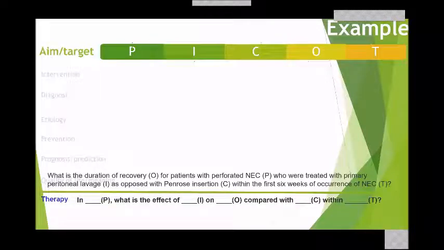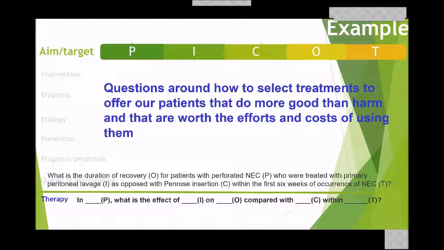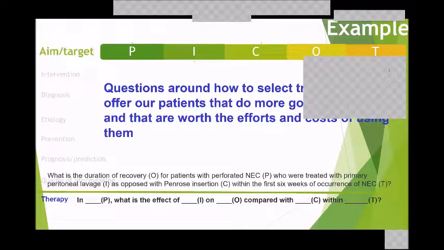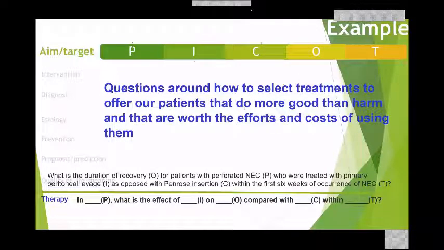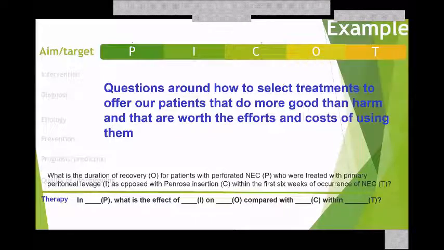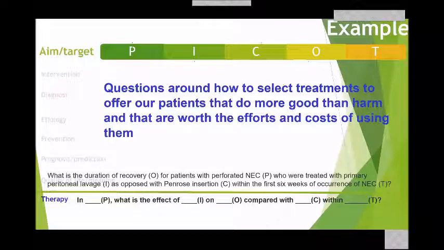That's our outcome. For patients with perforated neck, so that's our population, who were treated with primary peritoneal lavage, that's our intervention, as opposed to or compared to Penrose insertion, that's our comparison, within the first 6 weeks of occurrence of the neck. So a therapy question is a question around how to select the best treatment to offer to our patients that does more good than harm, and that's worth the effort and the cost of using it.